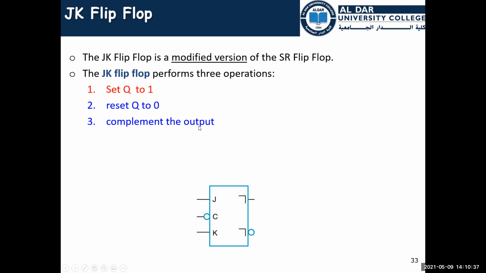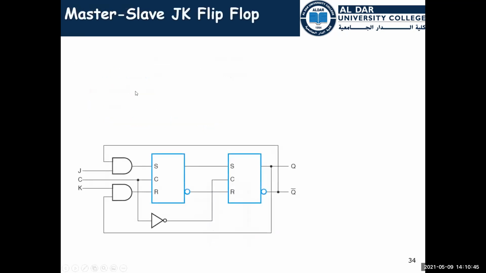Complement the output means if the input is 0, the output will be 1. If the input is 1, the output will be 0. So this is the JK flip-flop. The structure of the JK flip-flop is just an SR master-slave flip-flop with an AND gate added at the beginning of each input. So we have J with an input from the previous negative state, and K from the previous positive state. Adding them together, we go to S and R, and we have the master-slave fashion.